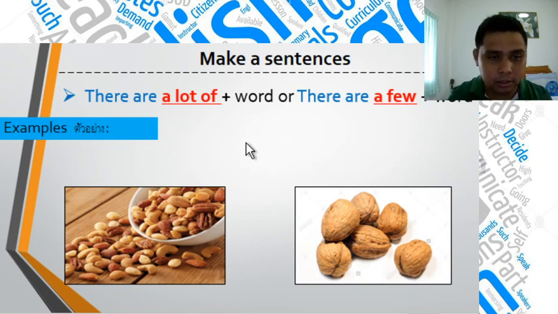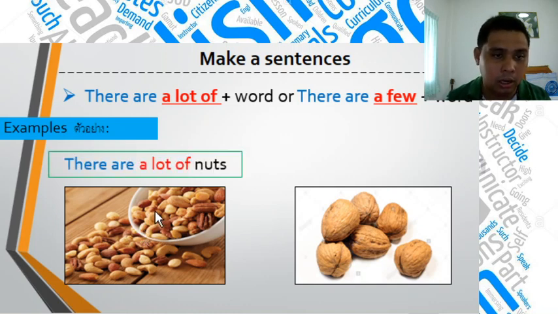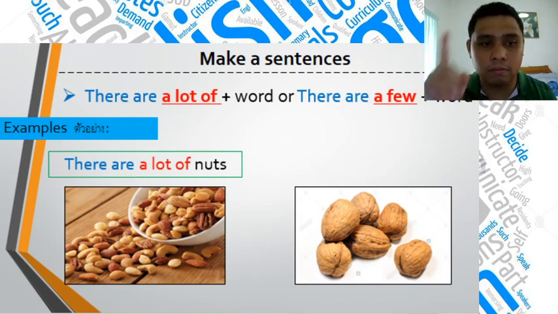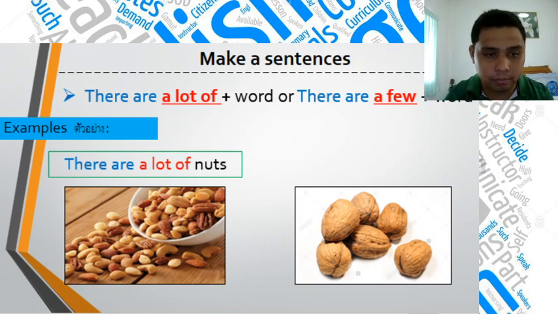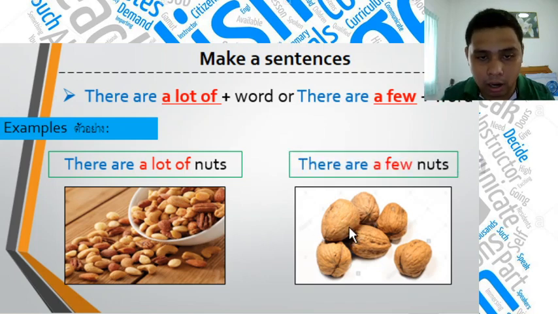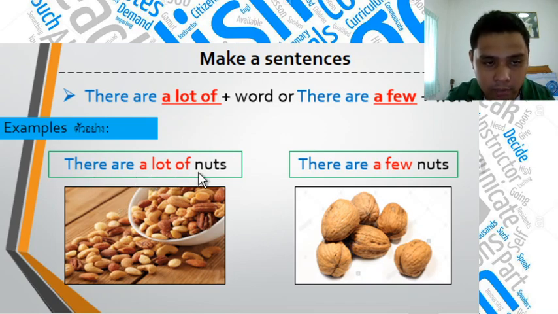Okay, so let's compare. The left picture and the right picture have different numbers. So where are we going to use there are a lot of and there are a few? In this picture, we use there are a lot of nuts. Again, there are a lot of nuts in the left picture. How about the right picture? The right picture is there are a few nuts. Again, there are a lot of nuts. Then here we have there are a few nuts.